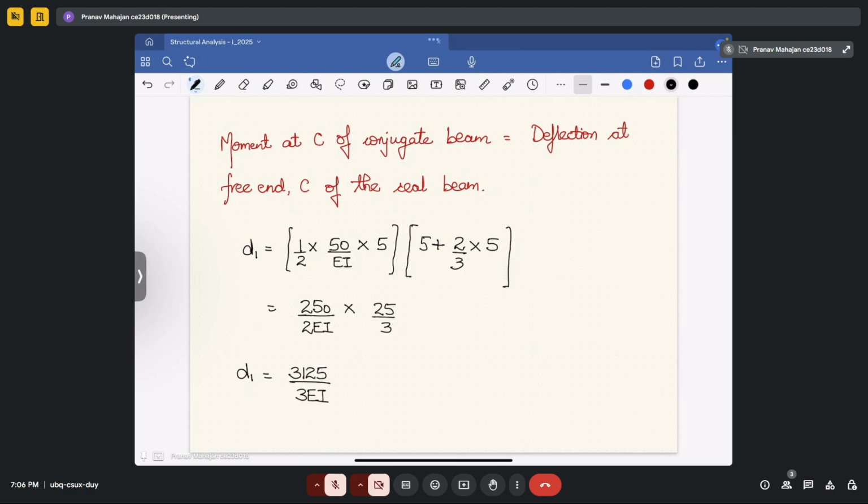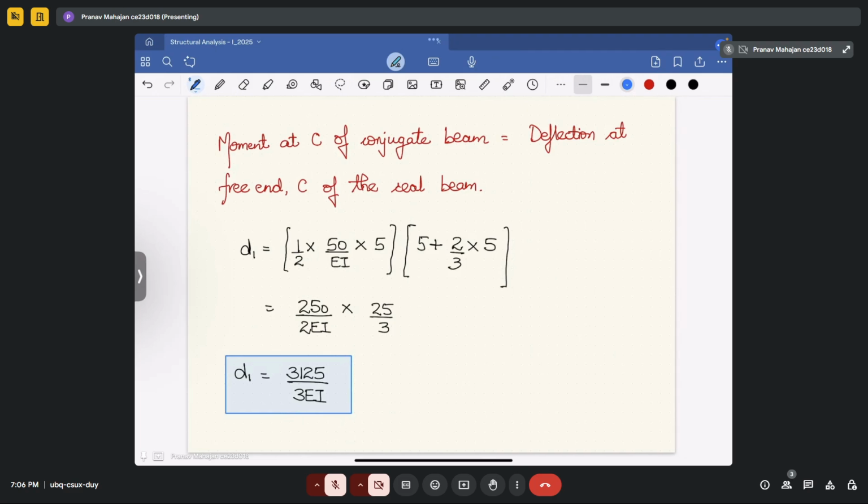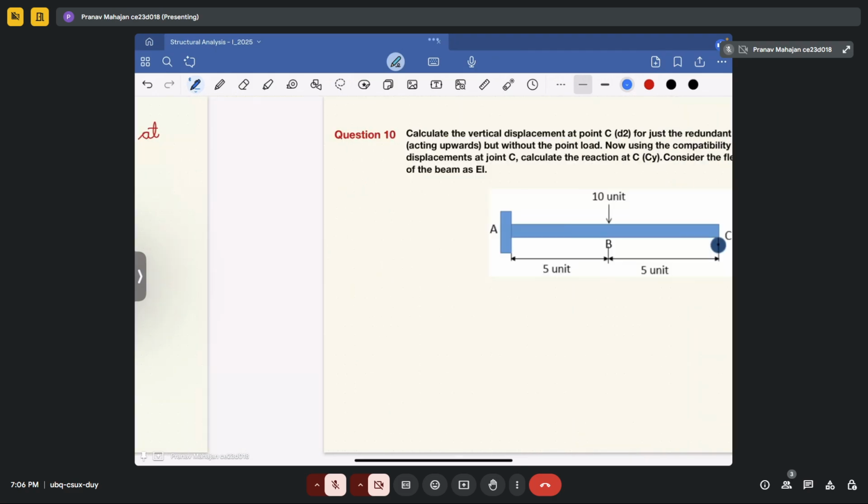So this is the value of displacement that you will observe when the prop support is not there in the cantilever beam with the load of 10 unit applied at the center of the beam. Okay, now let's see the next question.